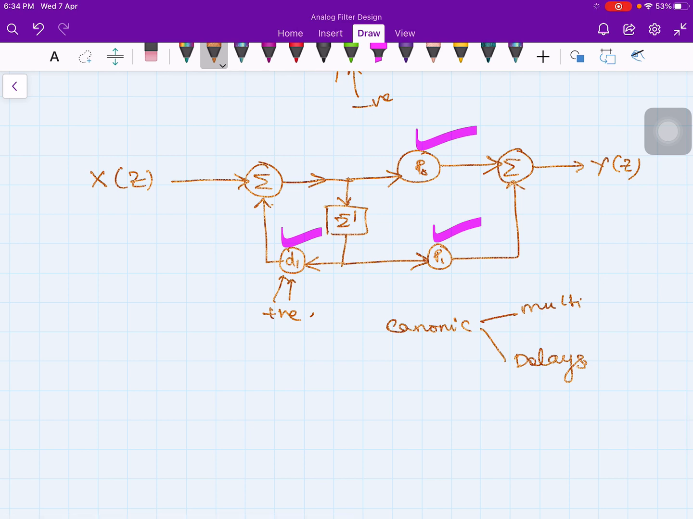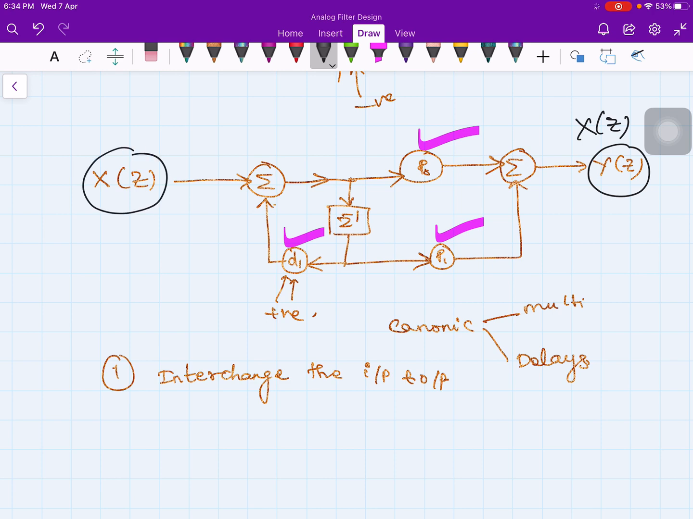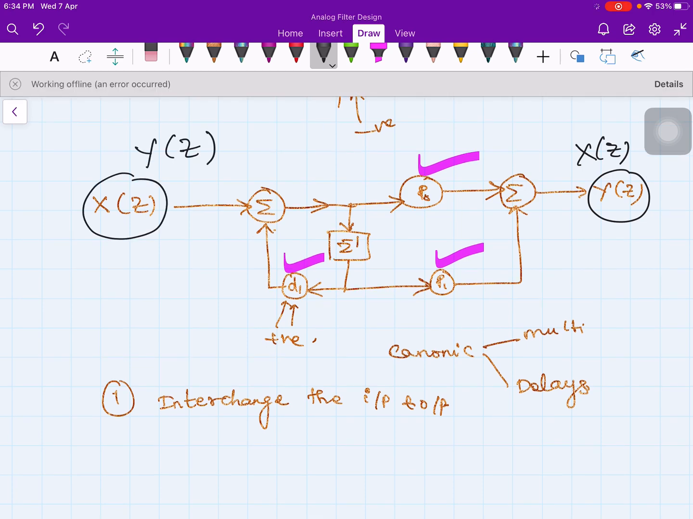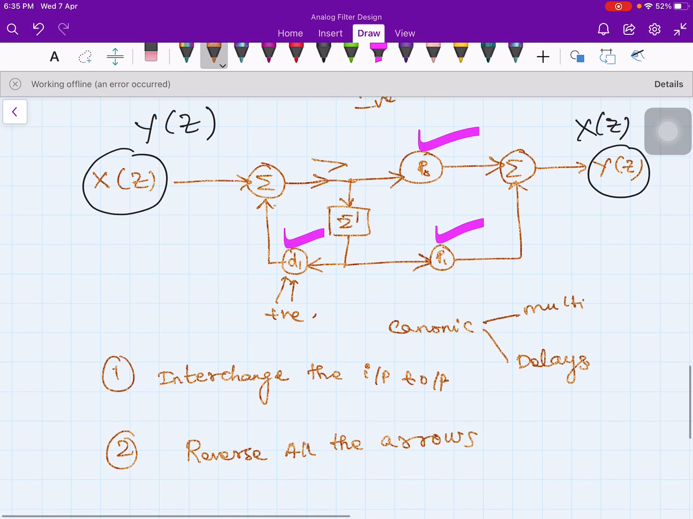Now in this structure, if we make the following changes, first interchange the input and output. So note down the steps very carefully. Interchange the input and output. What I mean is, this is going to be now the input and this is going to be the output. And the second point is reverse all the arrows. If it is this direction, then make it in the reverse direction.